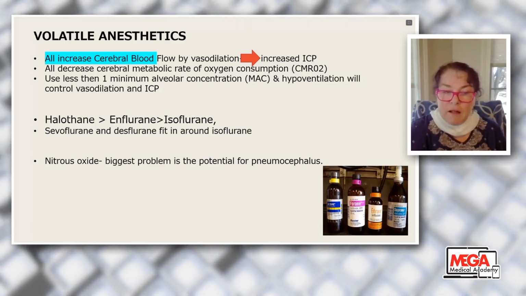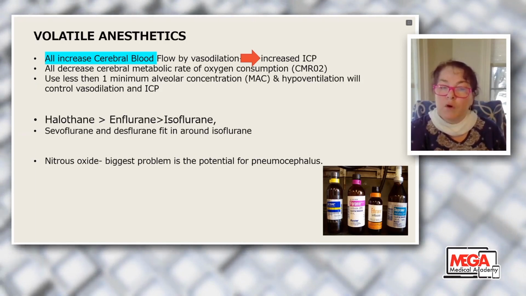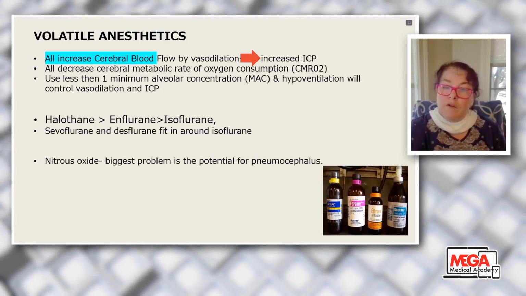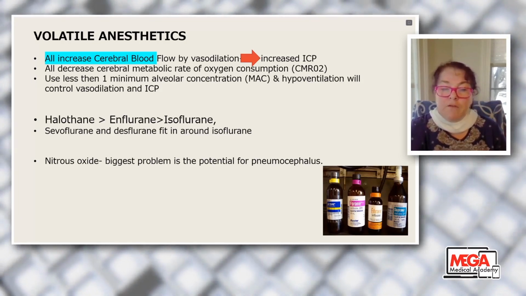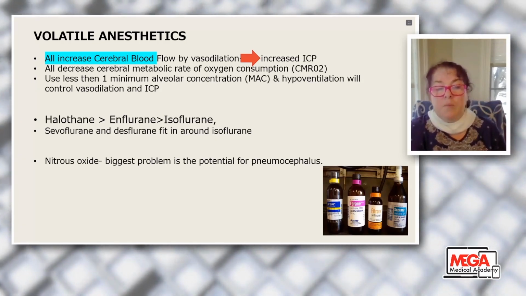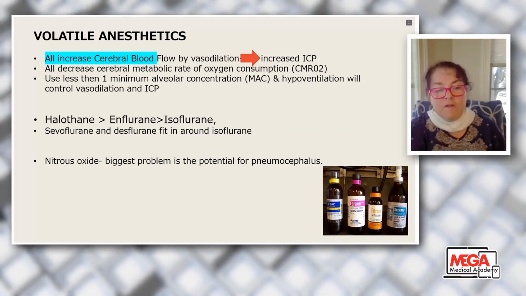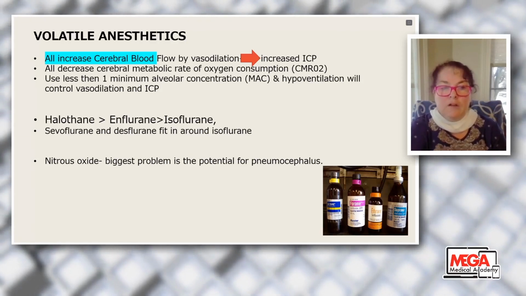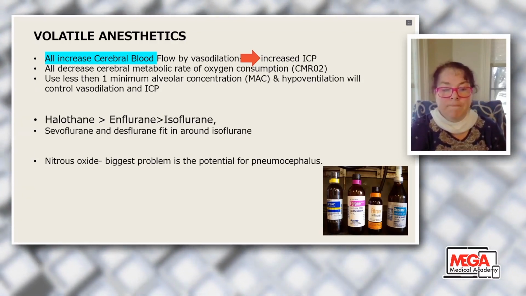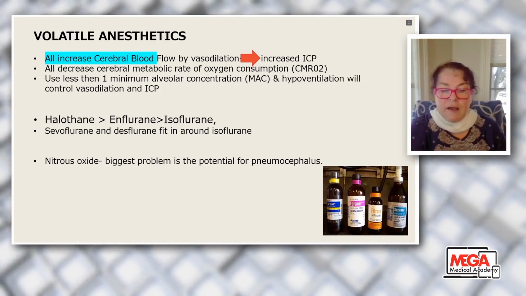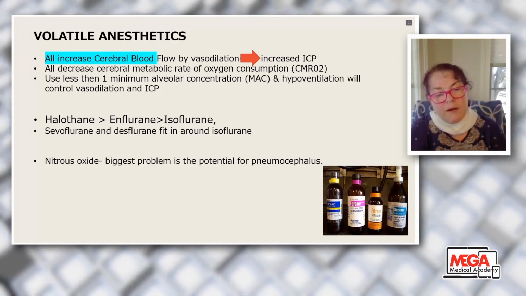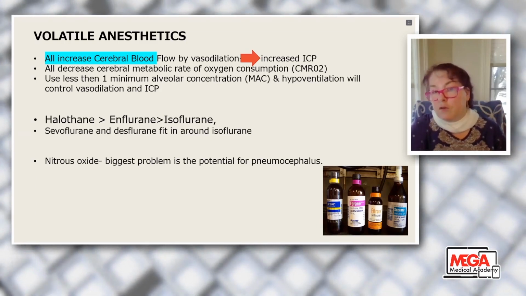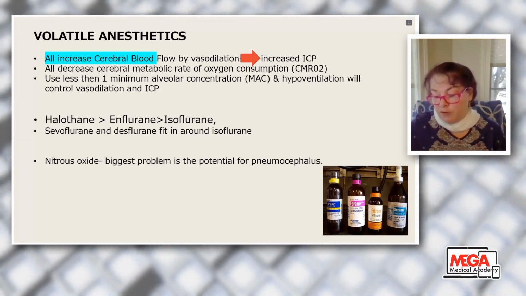I actually haven't seen halothane, but I don't know if it's used in other parts of the world. Halothane is the worst as far as increasing cerebral blood flow and vasodilation. Enflurane's in the middle. Isoflurane is the best of all three of those. And then sevoflurane and desflurane fit in around about the same as isoflurane as far as increasing cerebral blood flow. Nitrous oxide, the biggest problem with it is that it has a potential for pneumocephalus. You decide to use it, or if you decide not to use it, it does have that potential.